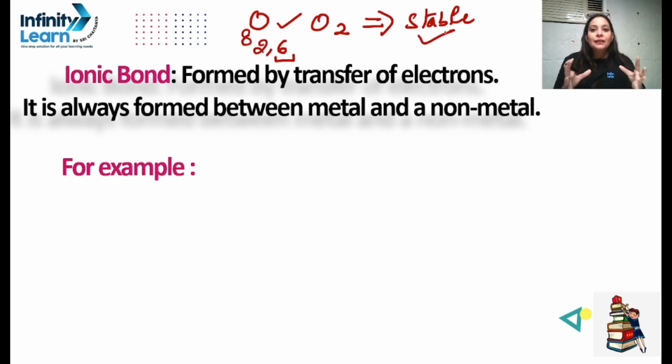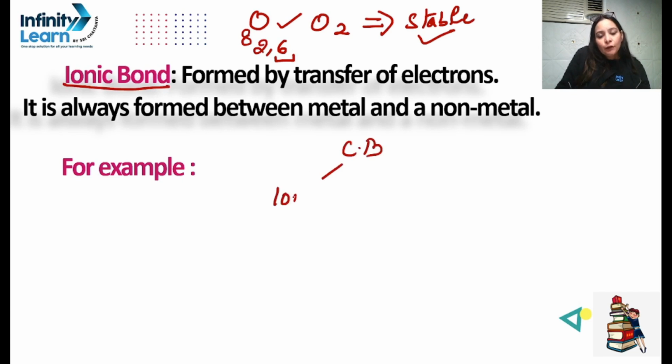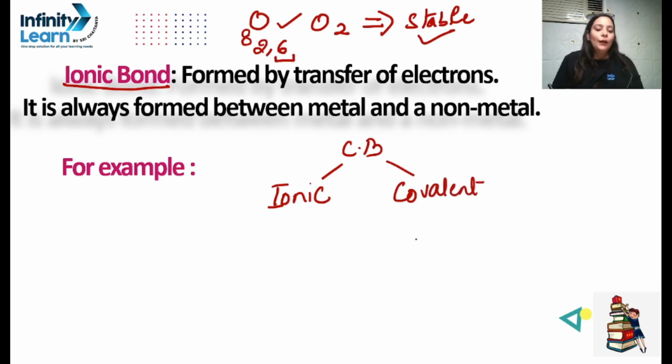Stability is maximum when energy is minimum. So minimum energy state always corresponds to maximum stability. Now we have two kinds of chemical bond. One type of bond that I'll be discussing is ionic, and the other bond is covalent bond.